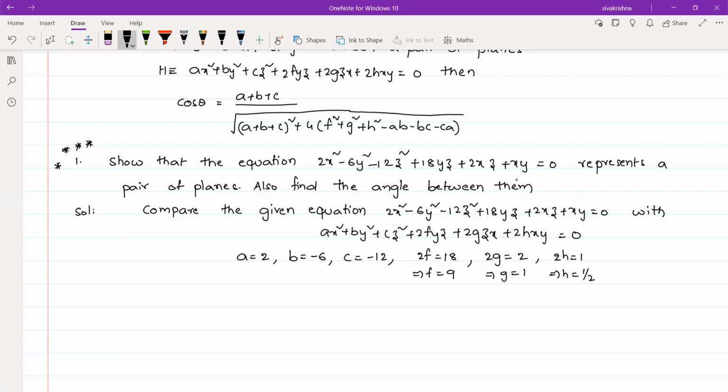So in this way, first we have to write all the values of a, b, c, f, g, h. After writing all the values, now we have to verify the conditions in note 1. Coming to the first condition, we have to consider abc + 2fgh − af² − bg² − ch². We have to prove that this particular value is equal to 0. I'm going to verify that.